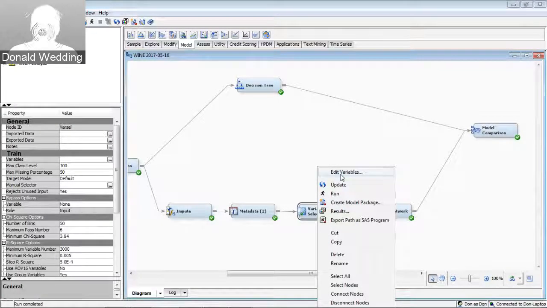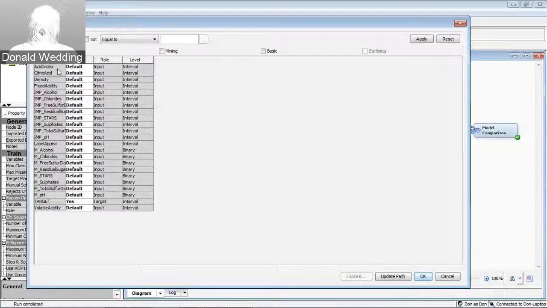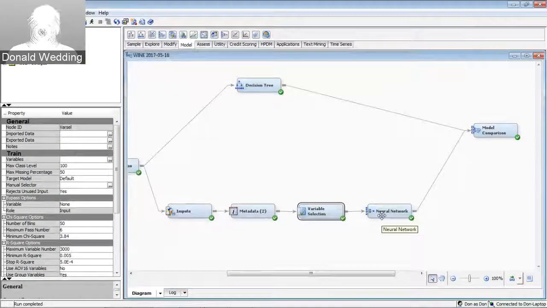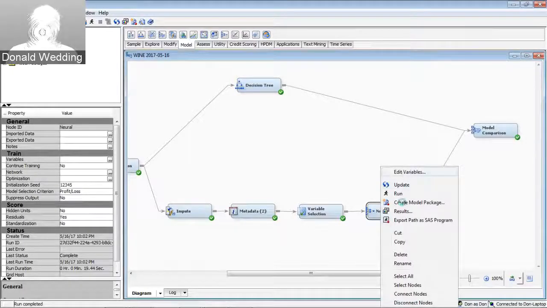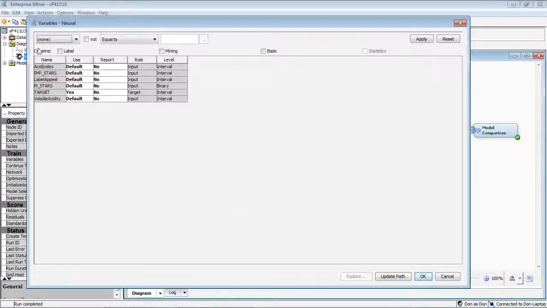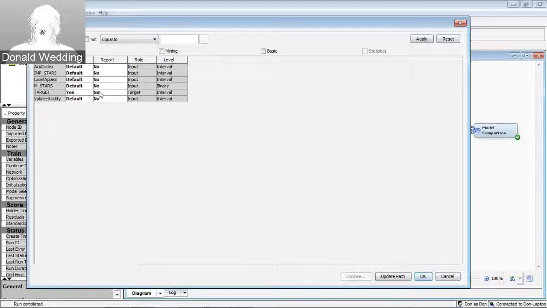What does this guy do? He takes all of these variables one at a time, like acid index, citric index, and he says, is this correlated to the amount of bottles of wine? If it is, he keeps it. If not, he throws it away. So that's what he got. Let's see how many variables actually made it into the neural network. See, this is what actually makes it to the neural network. It's a much smaller list.